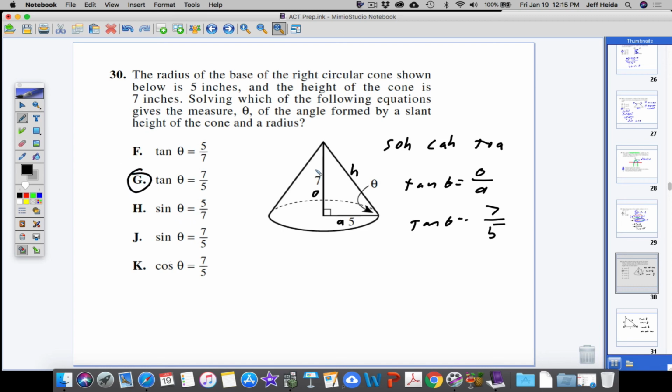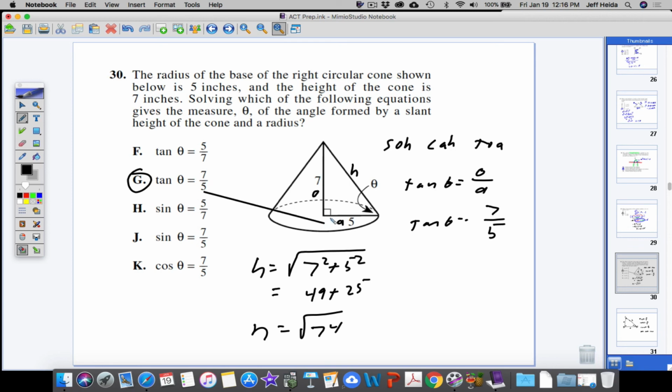And you can't use sine or cosine because you don't have a hypotenuse, although you could figure out the hypotenuse, because the hypotenuse would be the square root of 7 squared plus 5 squared. That's the Pythagorean theorem. I didn't even think about this. 49 plus 25 is 74. So the hypotenuse is the square root of 74. So you could do sine or cosine, but you'd have to have the square root of 74 in there, and it's not there. So go with the easiest one, and that's what works.